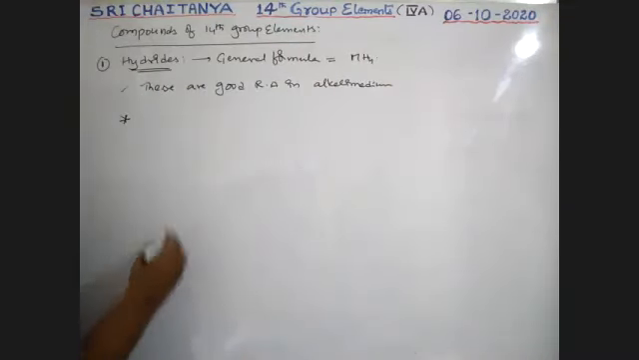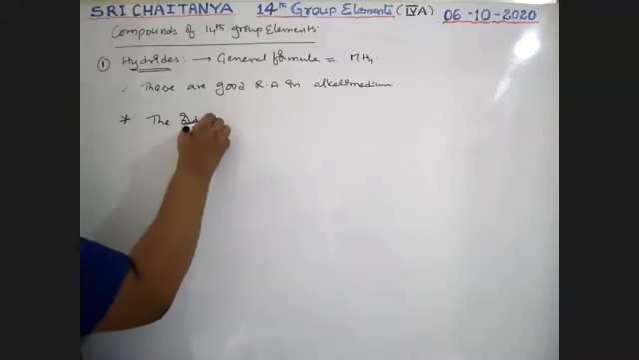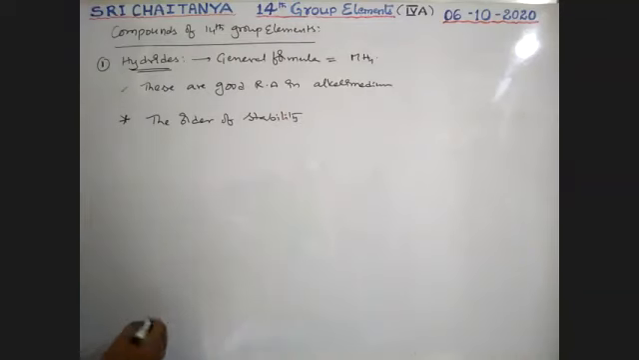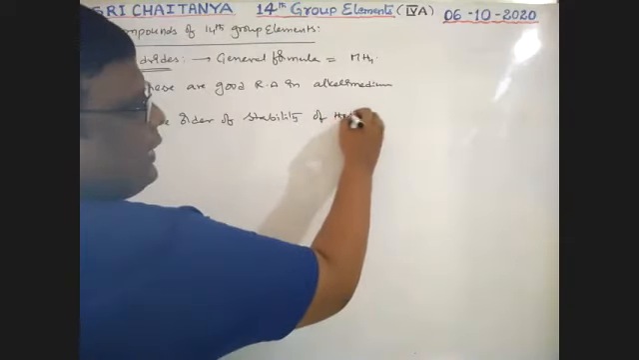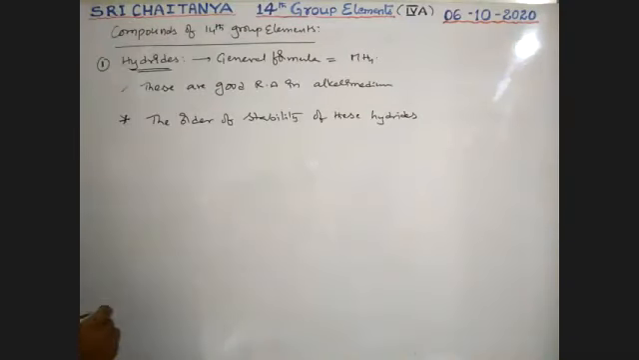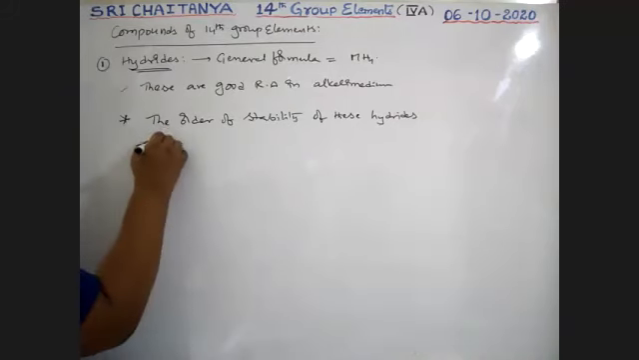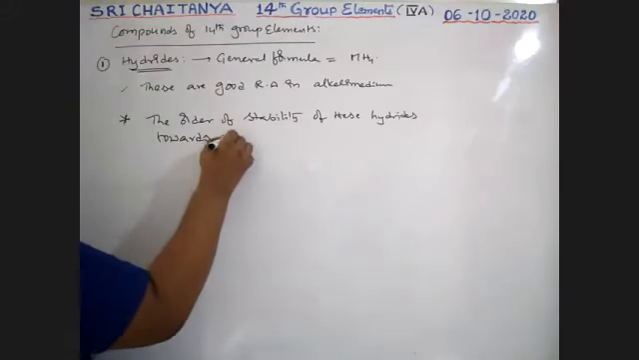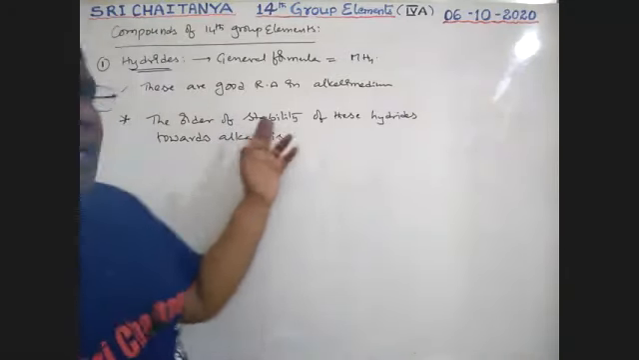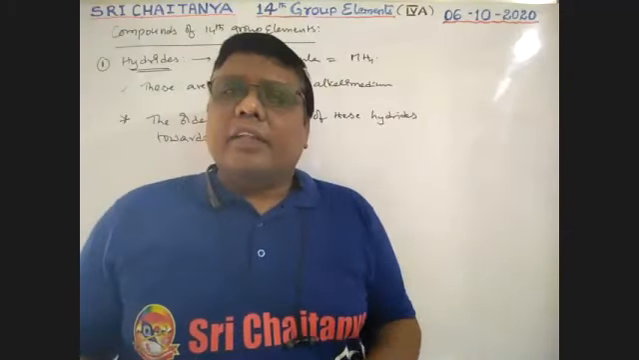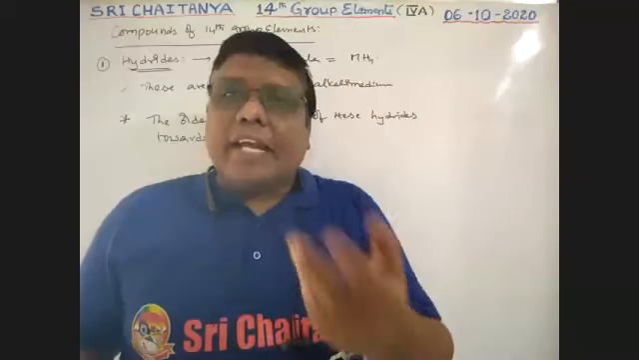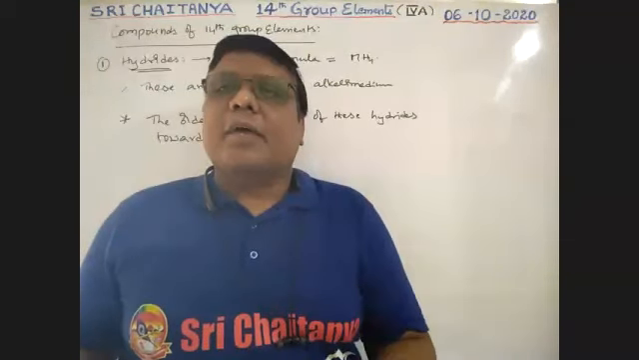So the order of stability of these hydrides towards alkali. Boys, order of stability of these hydrides towards alkali. That means if NaOH does not react with that particular compound, that is more stable. Non-reactive tendency is nothing but the order, boys.